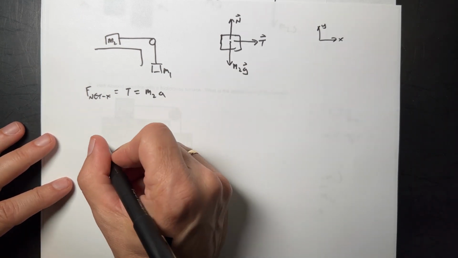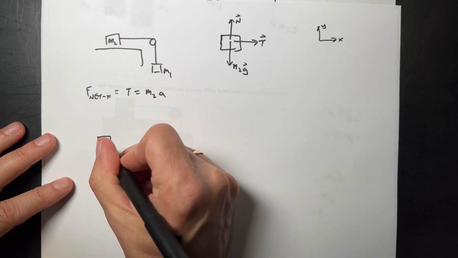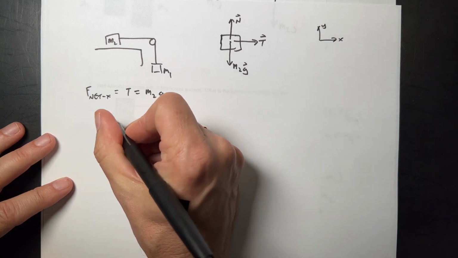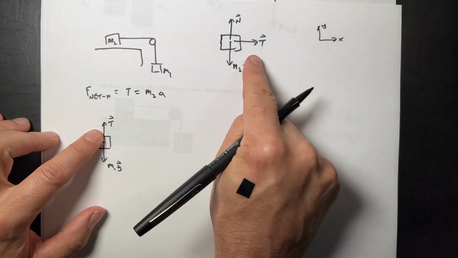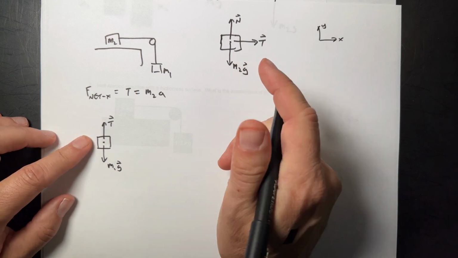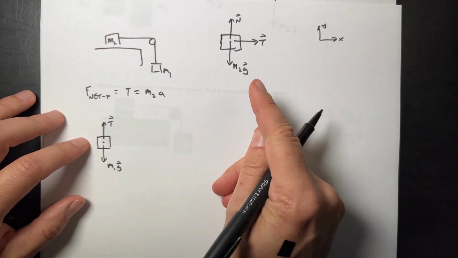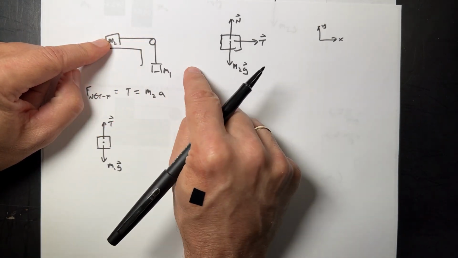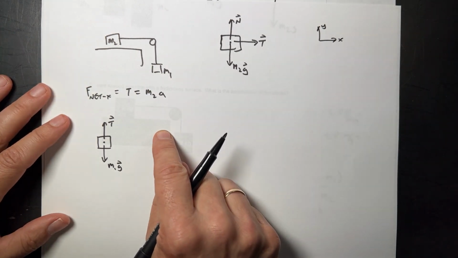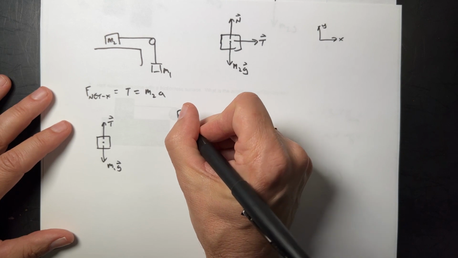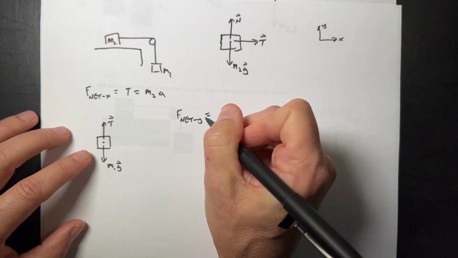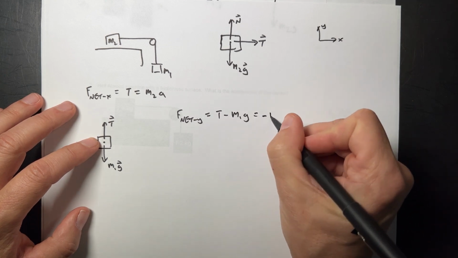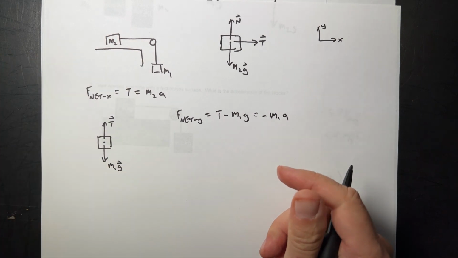Now let's do the other block. Here's m1. This is going to have the downward gravitational force, m1g, and then the upward tension force, which has a different direction, but the same magnitude because it's the same string. The other thing that's important to realize is that if this is accelerating that way, this is going to accelerate down, right? Because the string has to stay the same length. So the net force in the y direction for this one is T minus m1g, and that's going to be equal to minus m1a because it has to accelerate down.